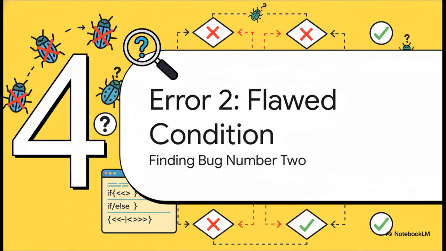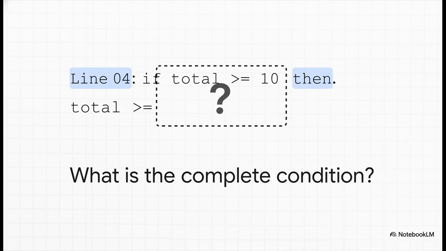Let's move on. Time to hunt for the second error. Now this one's a little bit sneakier. It's all about how the program makes its decisions. So for our second error, let's take a look at line 04. This is our big if statement, the one that's supposed to be checking if the total is in the right range. It just says, if total greater than 10, then. What's missing here? What part of the rule isn't it checking?